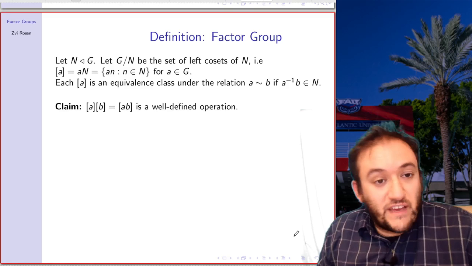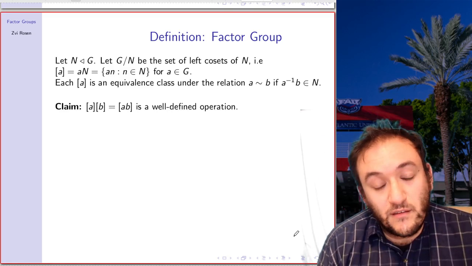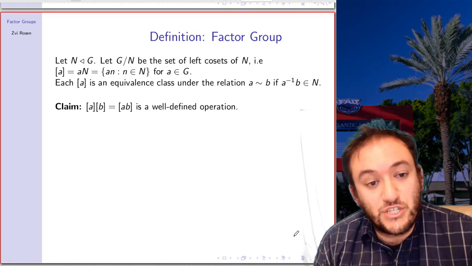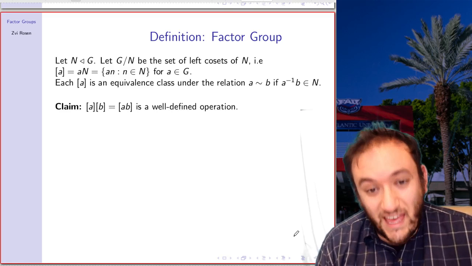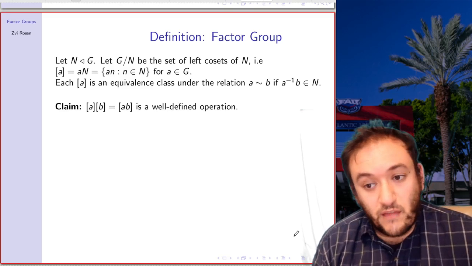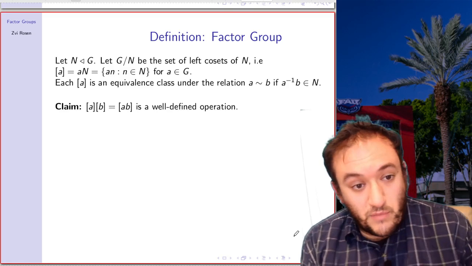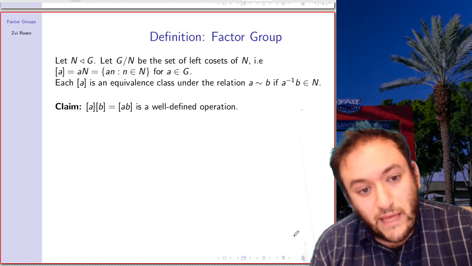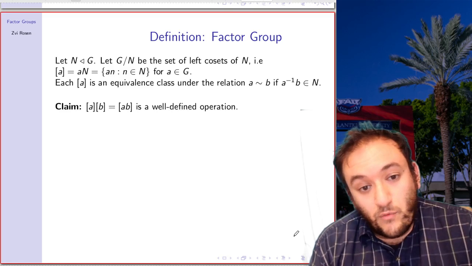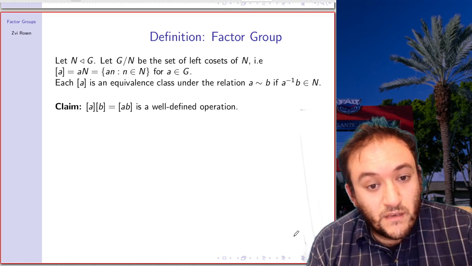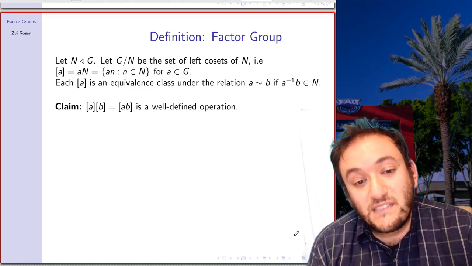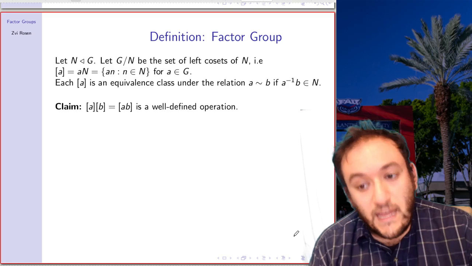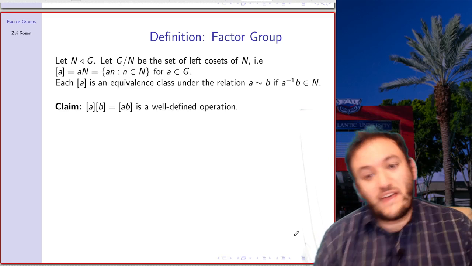Okay, now having defined normal subgroups, we can go into the definition of a factor group. Let N be a normal subgroup of G, and let G mod N be the set of left cosets of N, i.e. the equivalence class of a can be written as aN, which is defined as the set of a·n for n in N, where a is any element of the group G. Each aN is an equivalence class under the relation a is equivalent to b if a inverse b is in N. Okay, so that's the set.